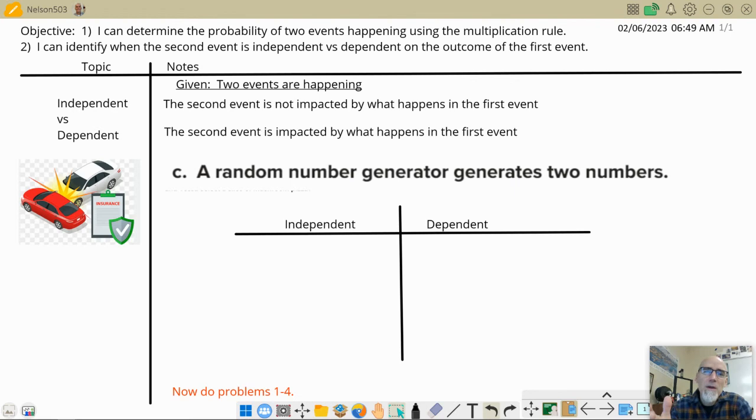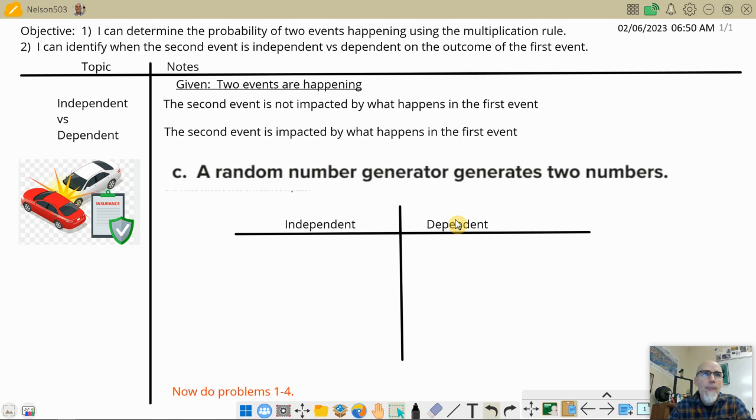Ladies and gentlemen, I'm going to try to make today's notes as efficient as possible. We're going to do a short little piece of notes, and then we're going to try problems 1 through 4. I've got stacked here different scenarios, and we're going to try to determine if it's an independent situation or a dependent situation. So, what in the heck is happening?